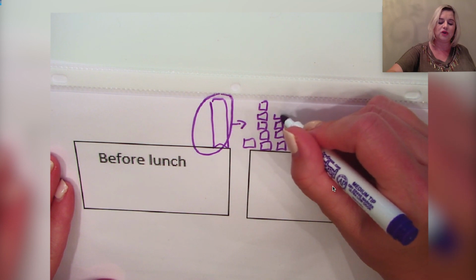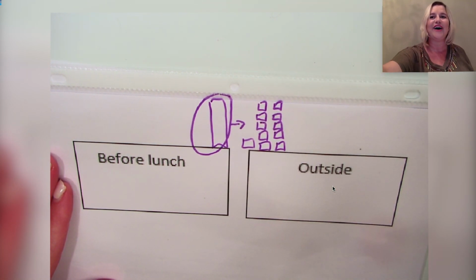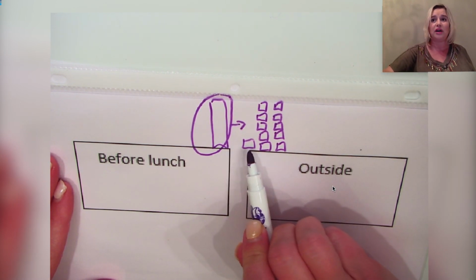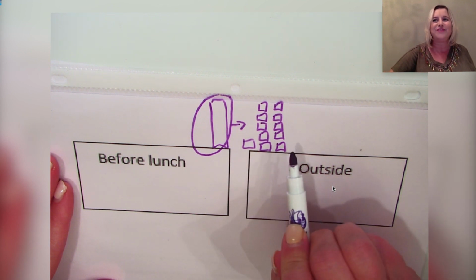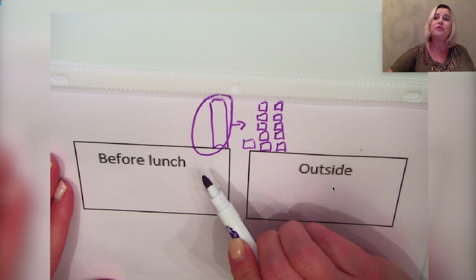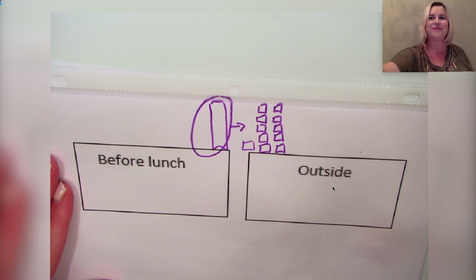So have you drawn your 10 blocks and traded it in? Awesome. We did have 1 rod and 1 block. Now we have 11 blocks. So I will move 2 of those blocks to the before lunch box. Go ahead and do it with me now.